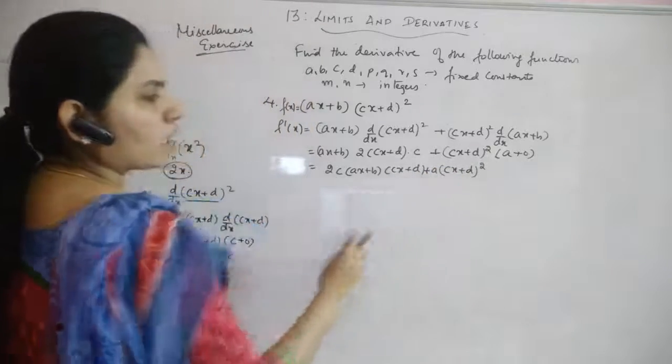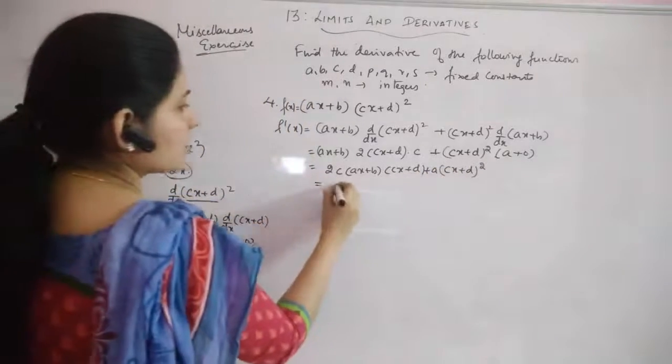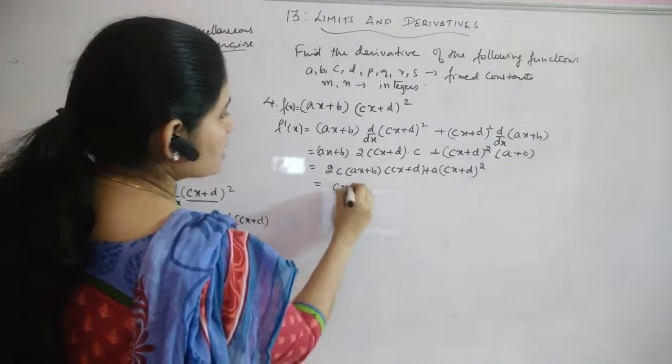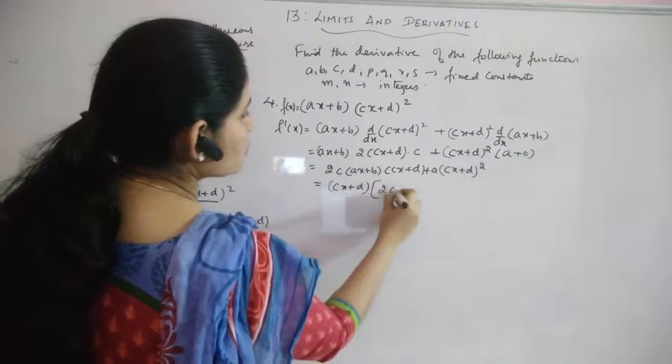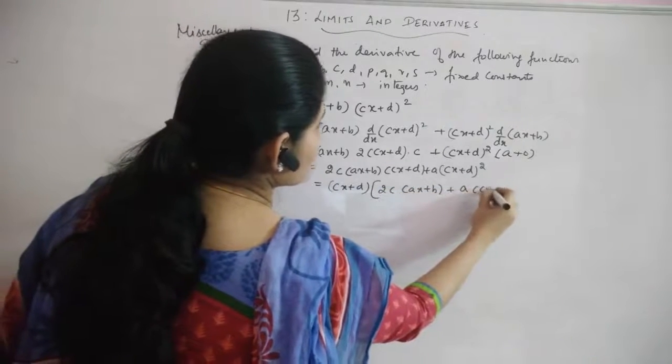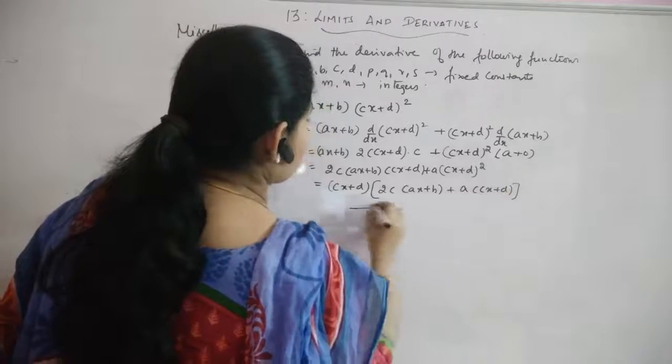If you want, you can take out cx plus d from both the terms. That is not compulsory. If you are taking out, what you will get, cx plus d into 2c into ax plus b plus a into cx plus d.